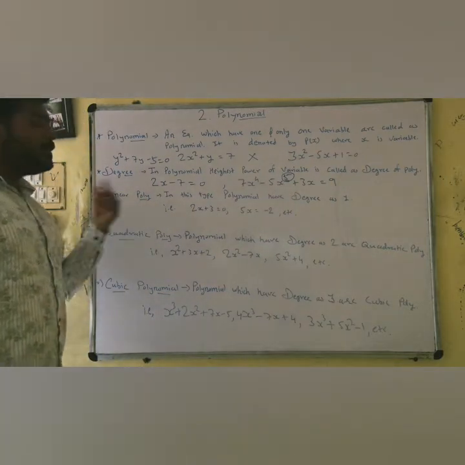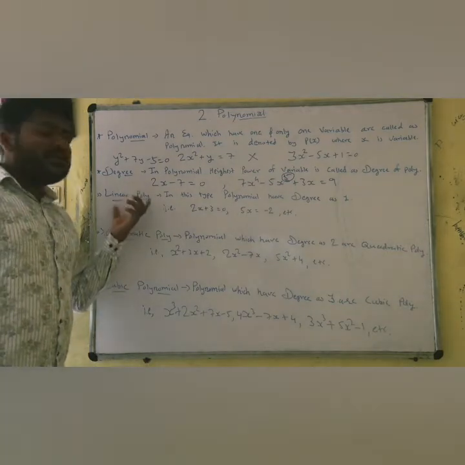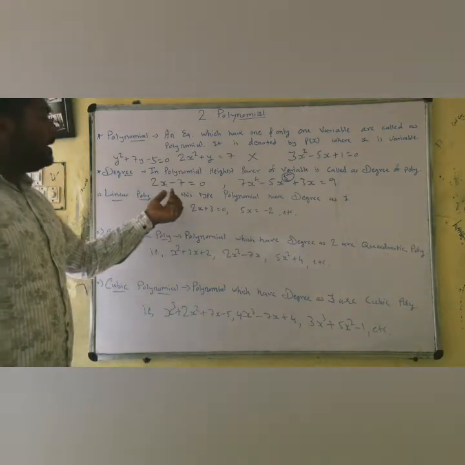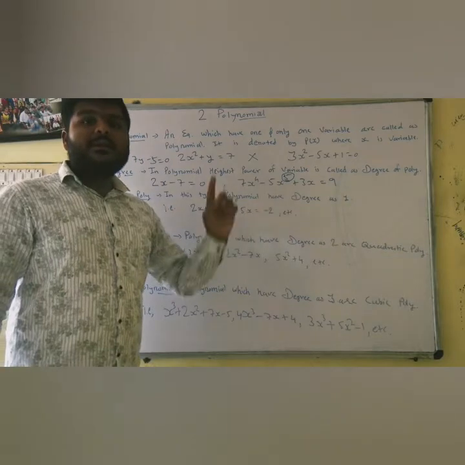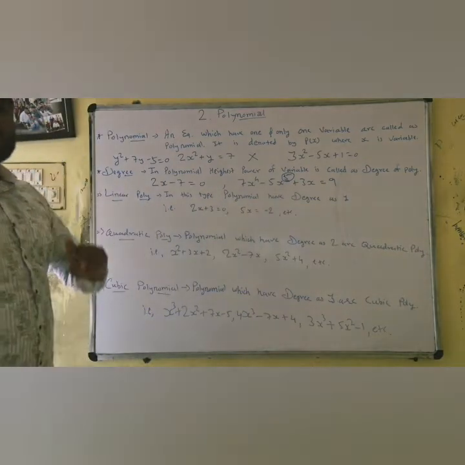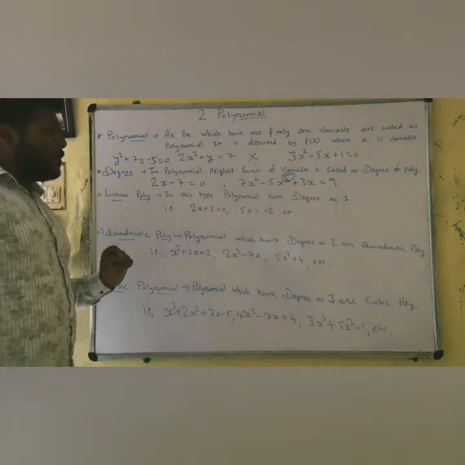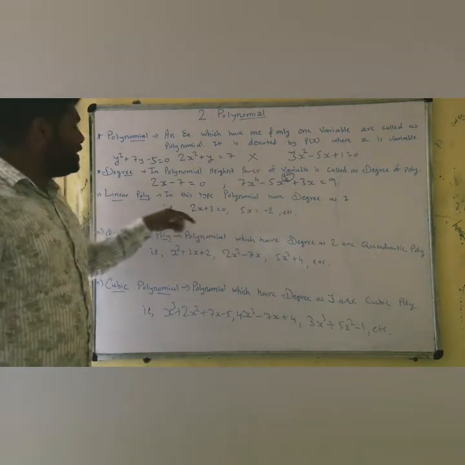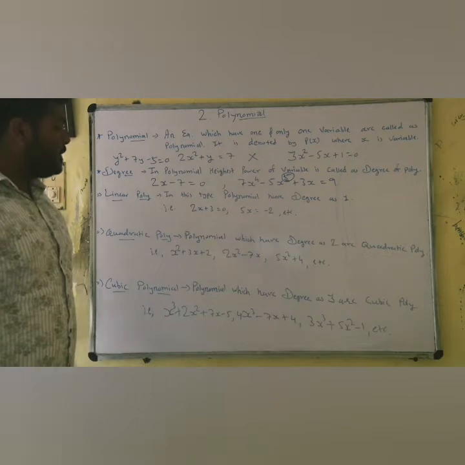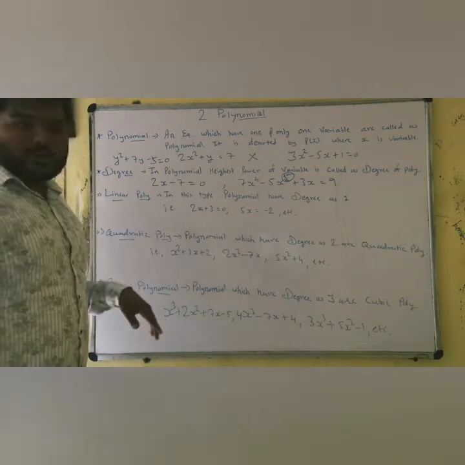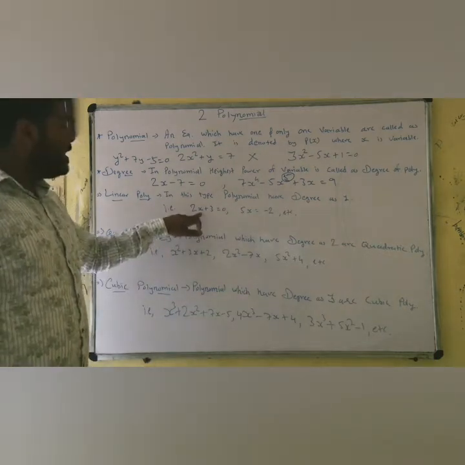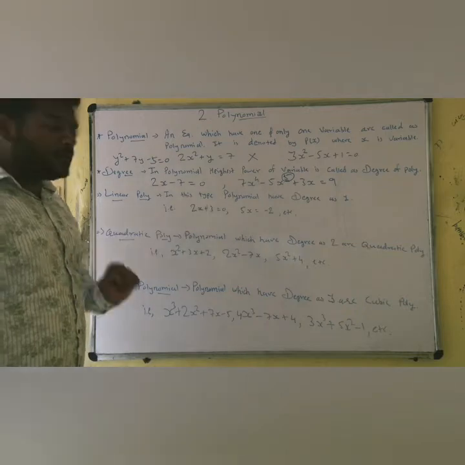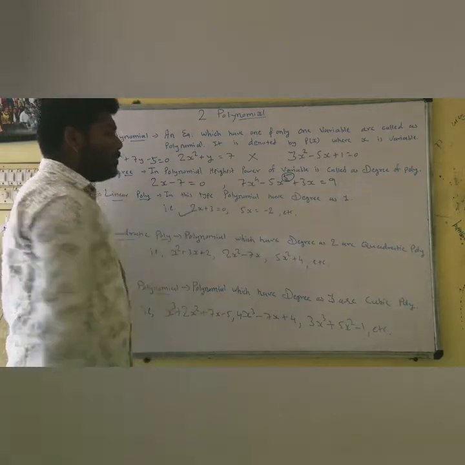By the degree, we have some types of polynomial. First one, linear polynomial. What is a linear polynomial? In this type of polynomial, the degree of the polynomial is 1. When the degree of the polynomial is 1, at that time the polynomial is linear. Like this equation. This one is a polynomial because one variable, and x with power 1. So it is a linear polynomial.